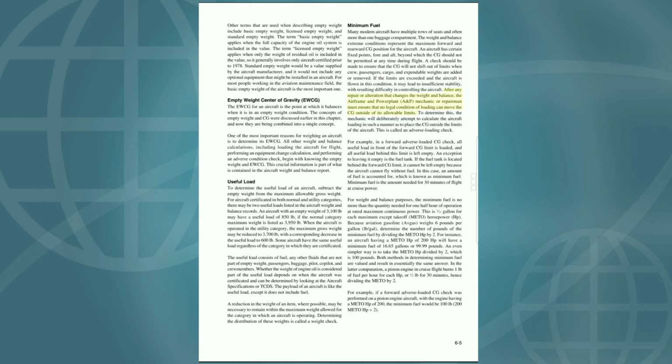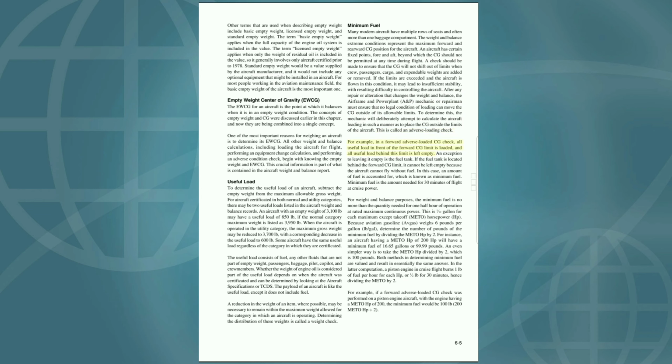After any repair or alteration that changes the weight and balance, the airframe and power plant (A&P) mechanic or repairman must ensure that no legal condition of loading can move the CG outside of its allowable limits. To determine this, the mechanic will deliberately attempt to calculate the aircraft loading in such a manner as to place the CG outside the limits of the aircraft. This is called an adverse loading check.